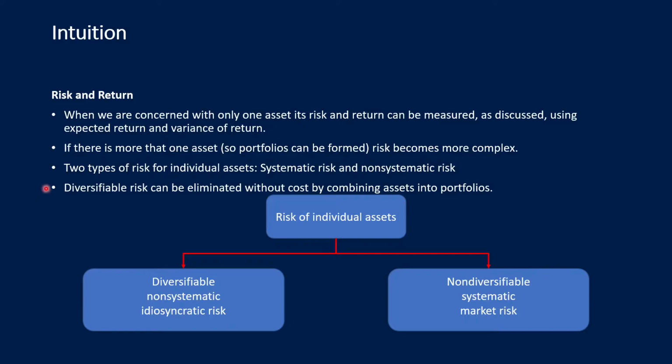Diversifiable risk can be eliminated without cost by combining assets into portfolios. We simply have to split our money and invest into a portfolio rather than into one individual asset, and by diversification we get rid of this part of the risk. But we are stuck with this part of the risk.